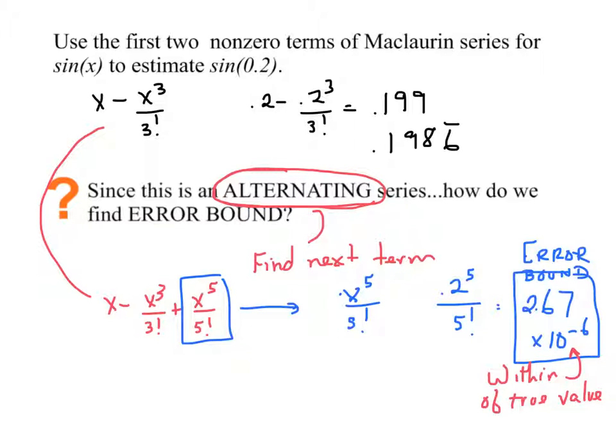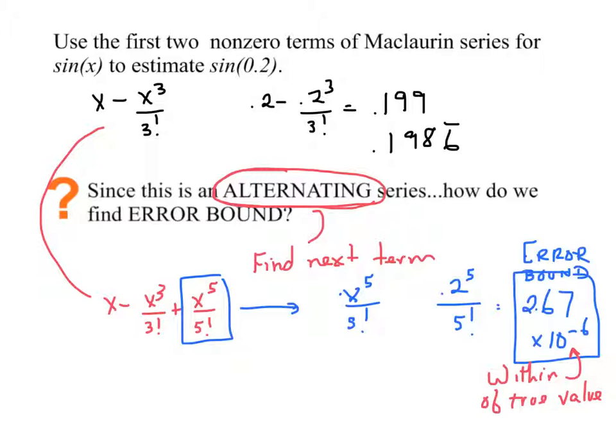This is pretty impressive because I only used two terms to already be within 0.00000267. With two terms, this is a really powerful series for approximating. So anytime you have an alternating series, all you need to do is find the next term.